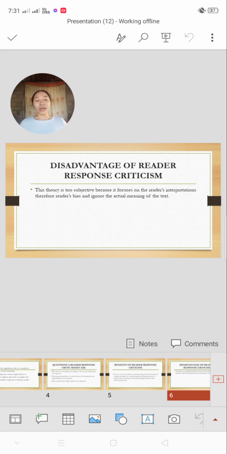So, if there are benefits of reader response criticism, there are also disadvantages. And one of them is that it is too subjective, because every reader has their own interpretation. So when we say bias, it is all about the differences among us on how we differentiate and how we interpret the text.